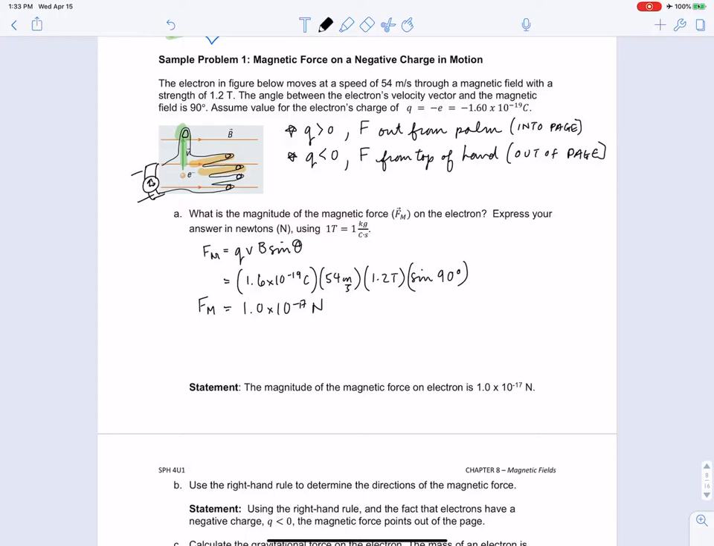I don't know why I'm switching between square brackets and round brackets. Apologize.